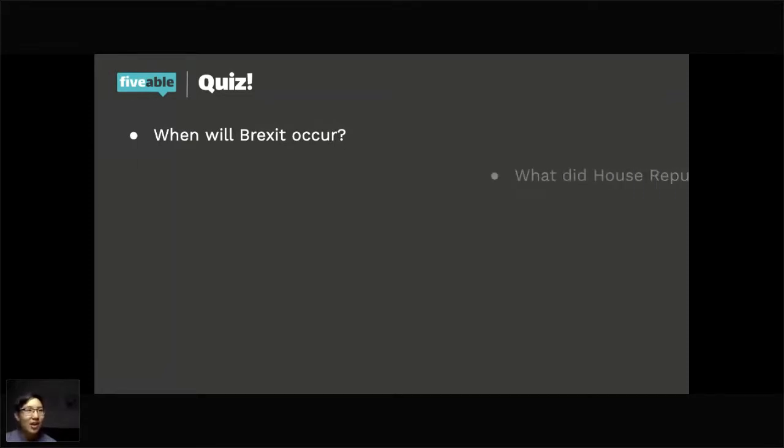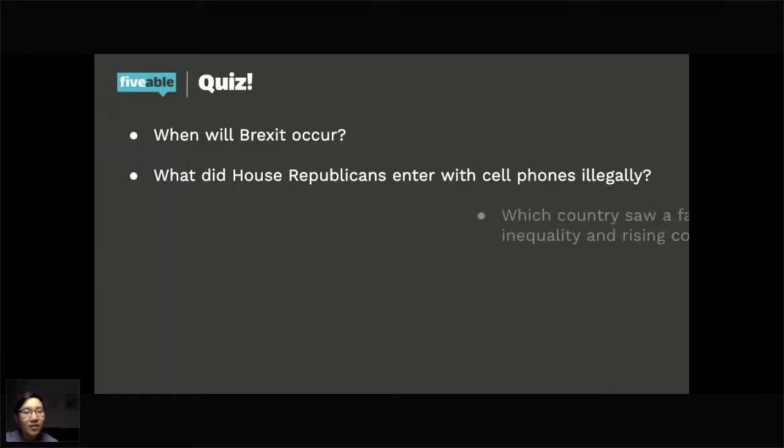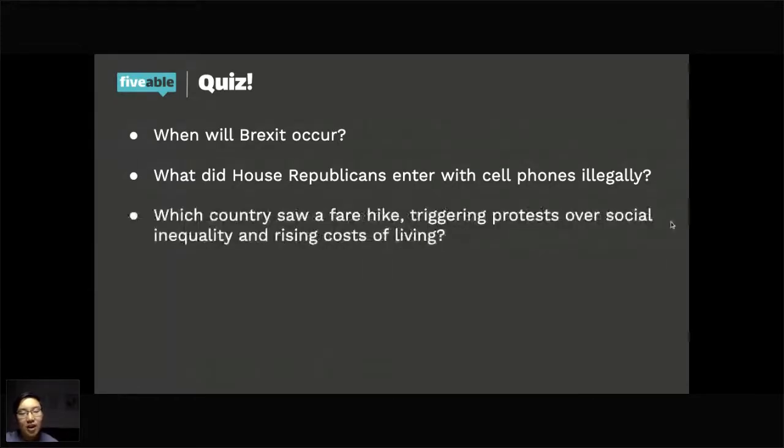The next question is, what did House Republicans enter with cell phones illegally? I forgot to mention, by the way, that when they stormed that room, they brought in cell phones, and they broke the law because you're not allowed to bring cell phones into that room. And finally, what country saw a fare hike triggering protests over social inequality and rising costs of living?